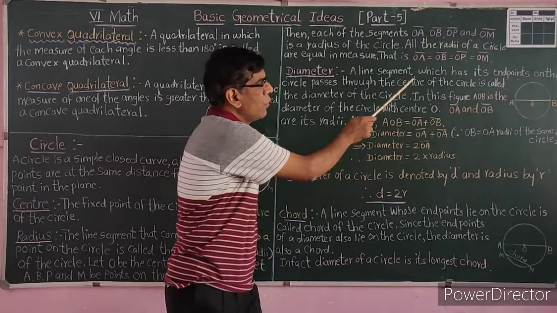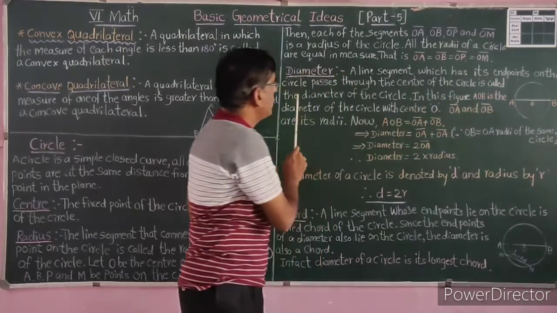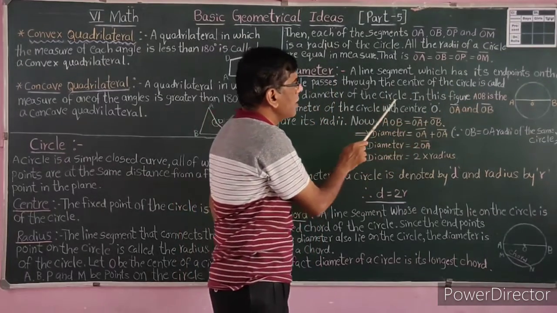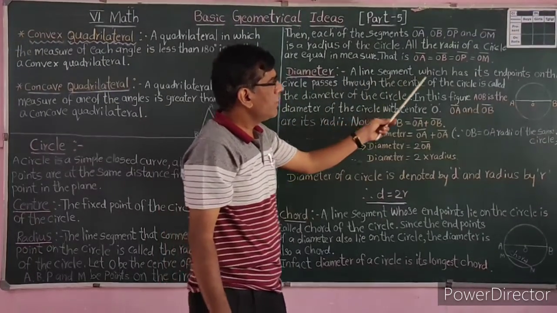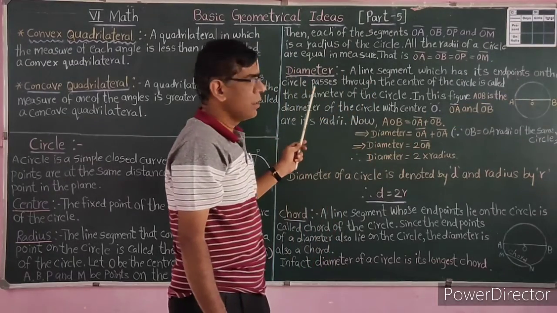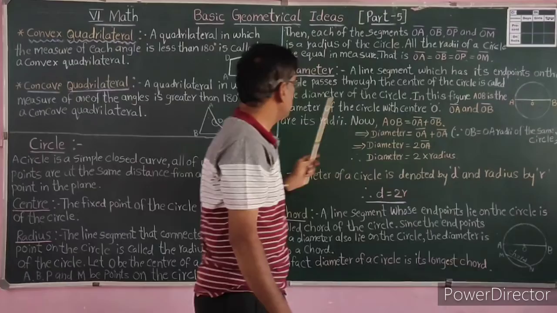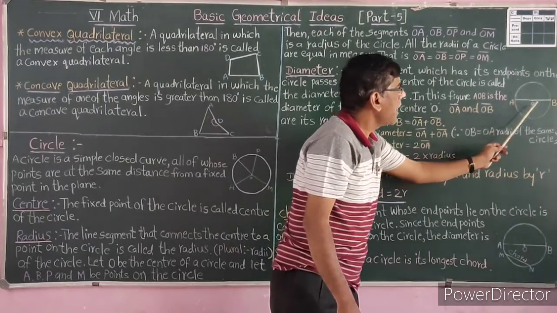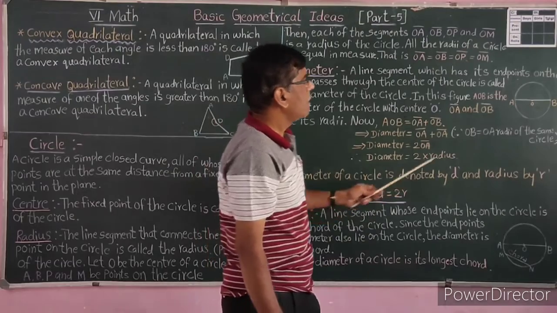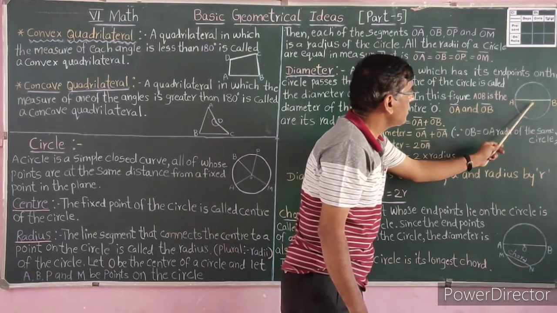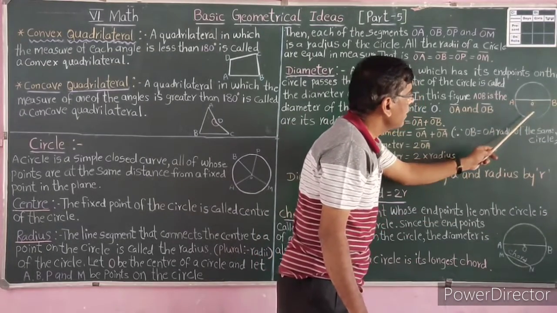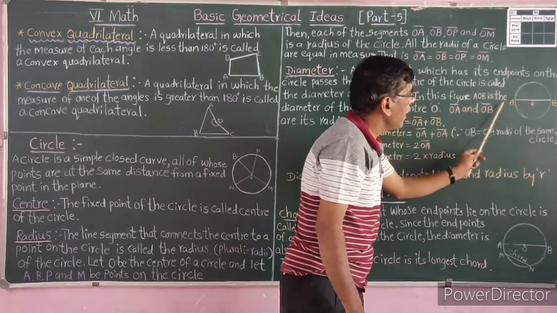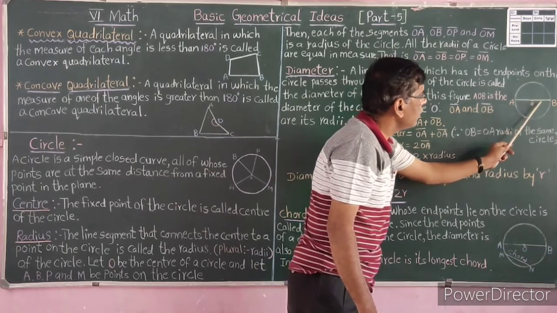A line segment which has its end points on the circle and passes through the center of the circle is called the diameter of the circle. In this figure, AOB is the diameter of the circle with center O. OA is equal to OB, so this distance is equal to this distance.